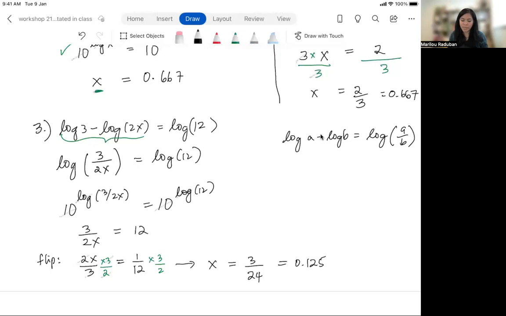Okay, so it looks like combining logs will just give you a neater solution rather than subtracting or adding. But the whole idea, again, is that before you can get rid of the log by taking the base 10, the log should be by itself.